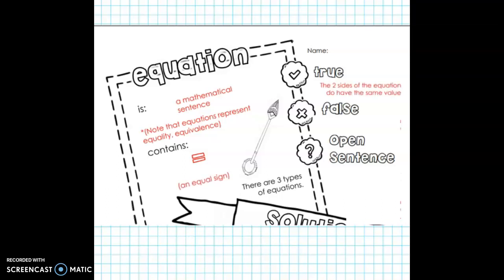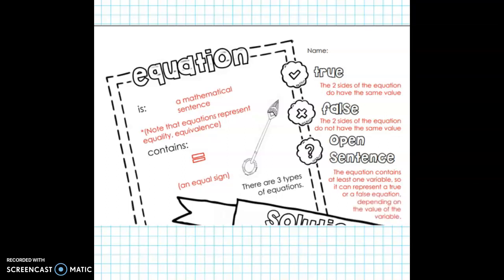There are three types of equations. Ones that are true: the two sides of the equation have the exact same value. Ones that are false: the two sides of the equation do not have the same value. And an open sentence: the equation contains at least one variable, so it can represent a true or a false equation, depending on the value of the variable.